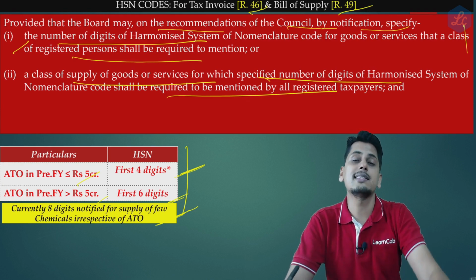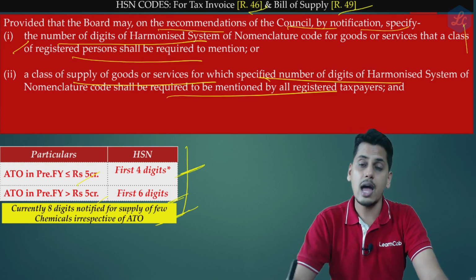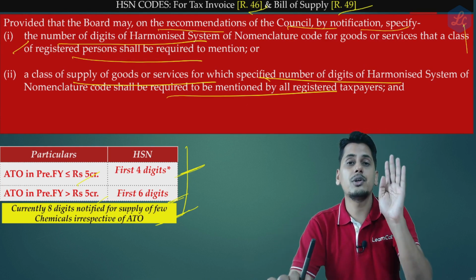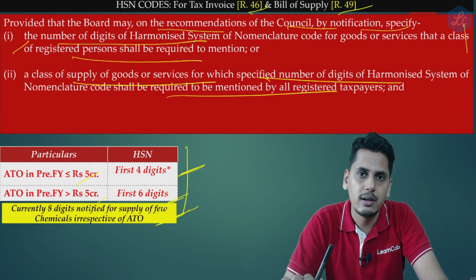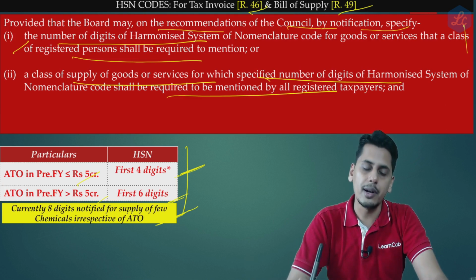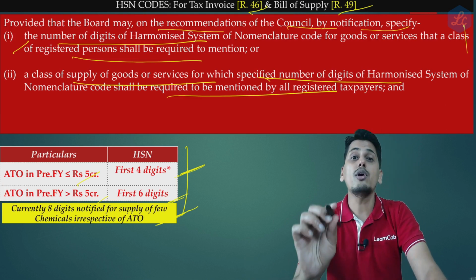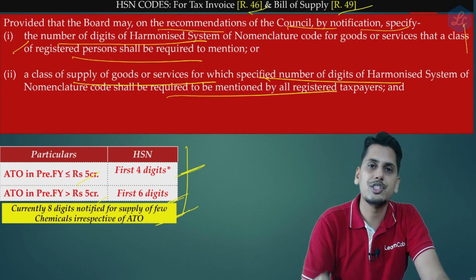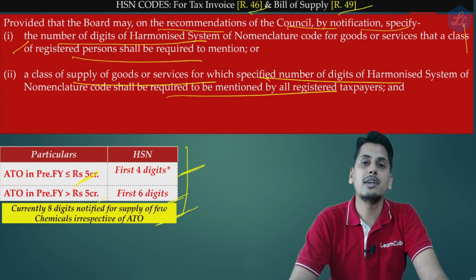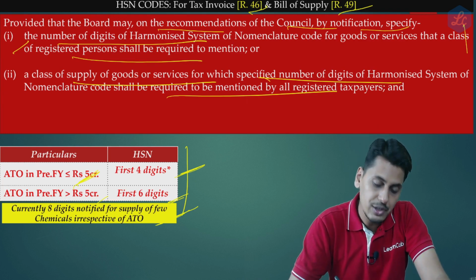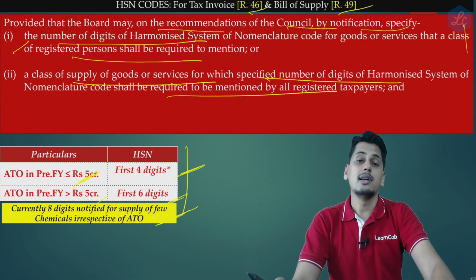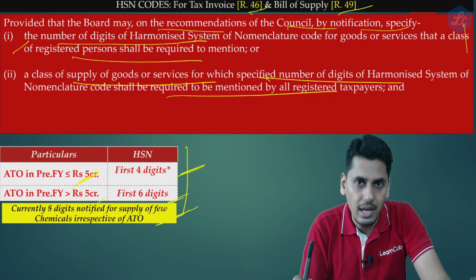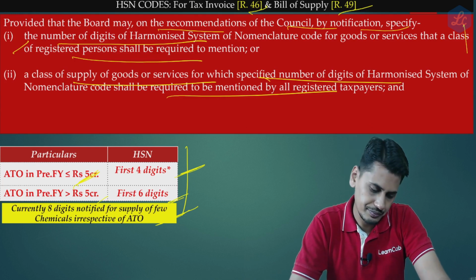Along with these chemicals, let's suppose I am supplying certain other products. Let's say I am supplying this pen. Now friends, if I am supplying this pen, on the invoice which would be issued for the supply of this pen, what would be the HSN requirement? Now I need to check, since I am not supplying notified goods or notified services for the purpose of HSN, I come under the general category. My ATO in the preceding financial year is up to 5 crore. I would be mentioning the first 4 digits. So friends, as a registered person supplying this pen, the first 4 digits; supplying notified chemicals, the 8 digits.